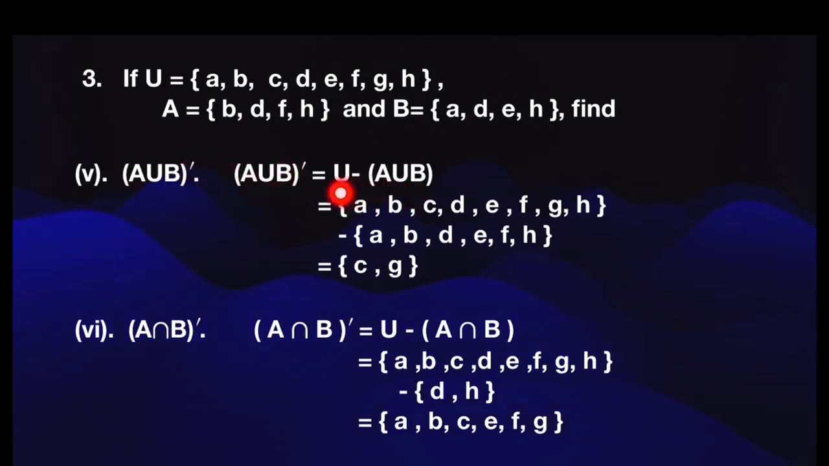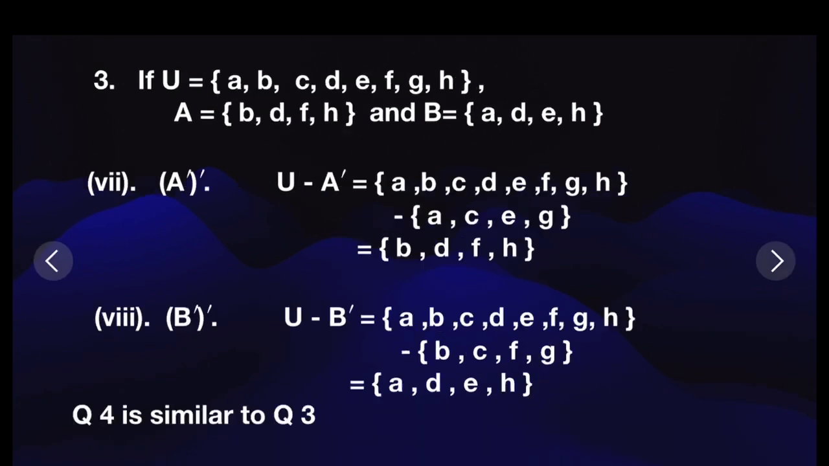So this again, write down U, A union B, and remove these elements. This is the answer. A union B dash is U minus A union B. A intersection B dash is U minus A intersection B. So write down U, A intersection B, remove these elements, you will get the answer.